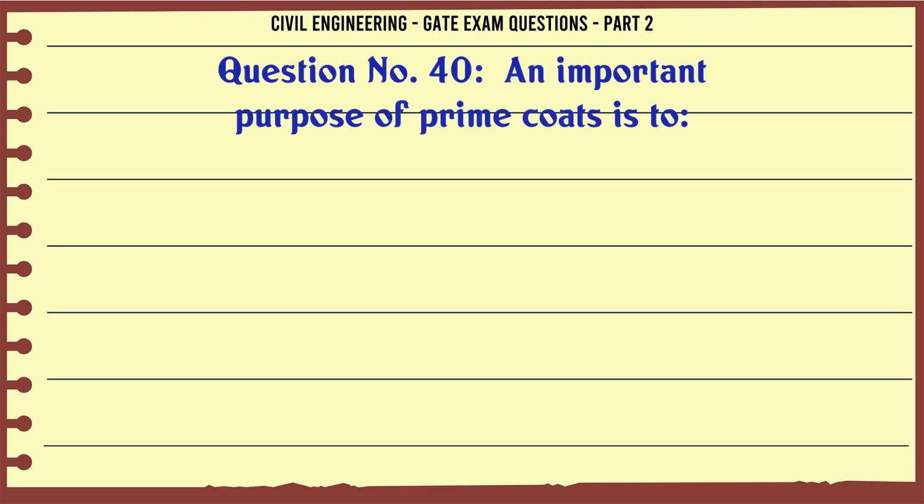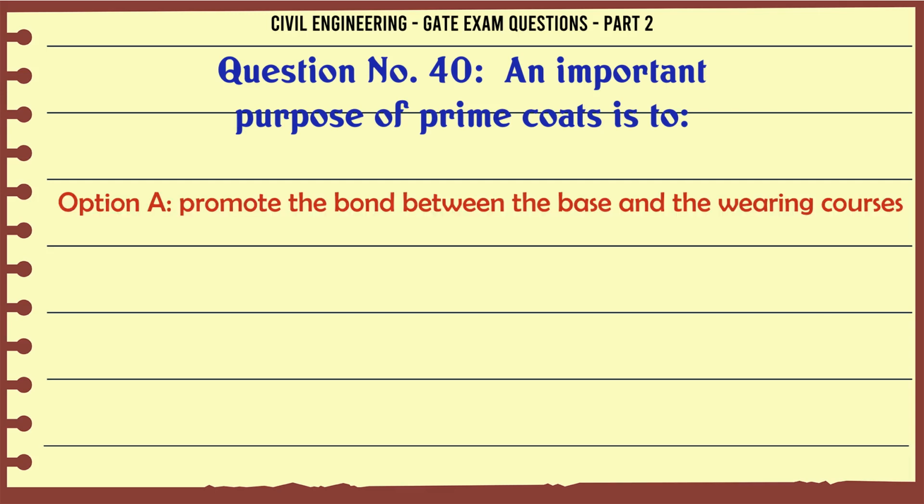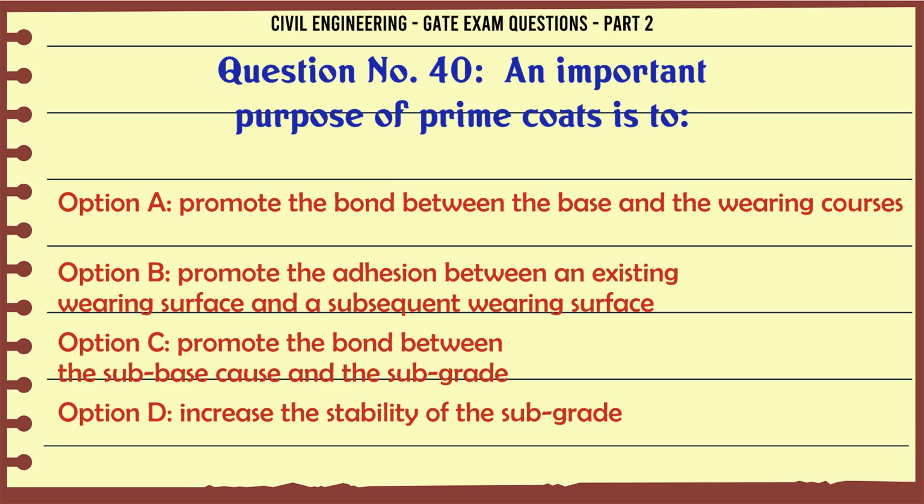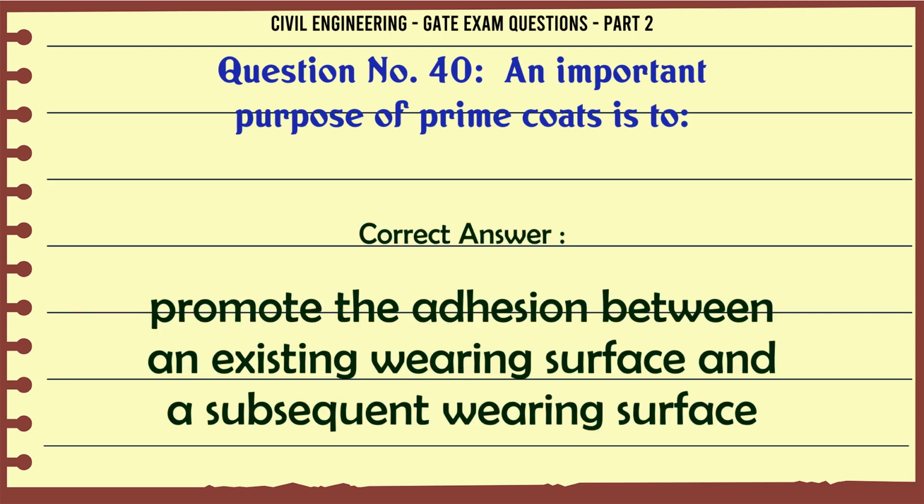An important purpose of prime coats is to A. Promote the bond between the base and the wearing courses. B. Promote the adhesion between an existing wearing surface and a subsequent wearing surface. C. Promote the bond between the sub-base course and the subgrade. D. Increase the stability of the subgrade. The correct answer is promote the adhesion between an existing wearing surface and a subsequent wearing surface.